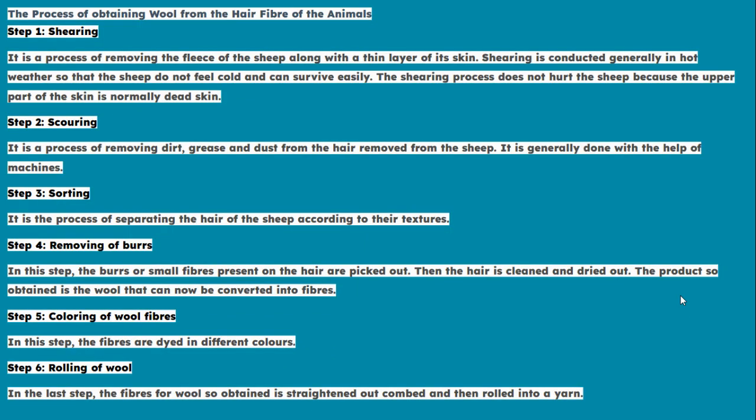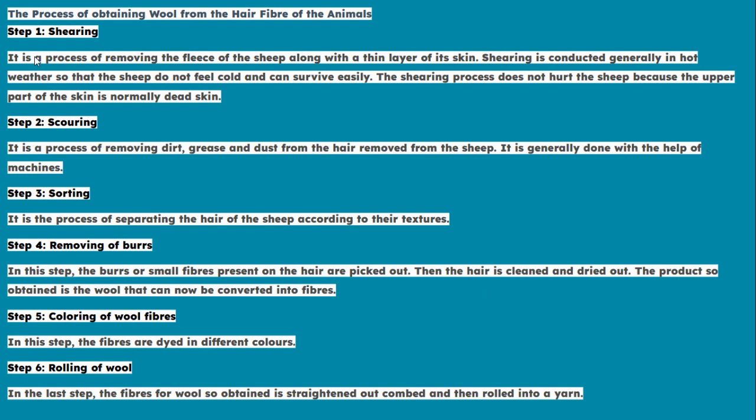Now, the process of obtaining wool from the hair fiber of the animals. First is shearing, second is scouring, third is sorting, fourth is removing of burrs, fifth is coloring, or you can say dyeing of wool fibers, sixth is rolling of wool. Now I will explain these definitions in a very short way.